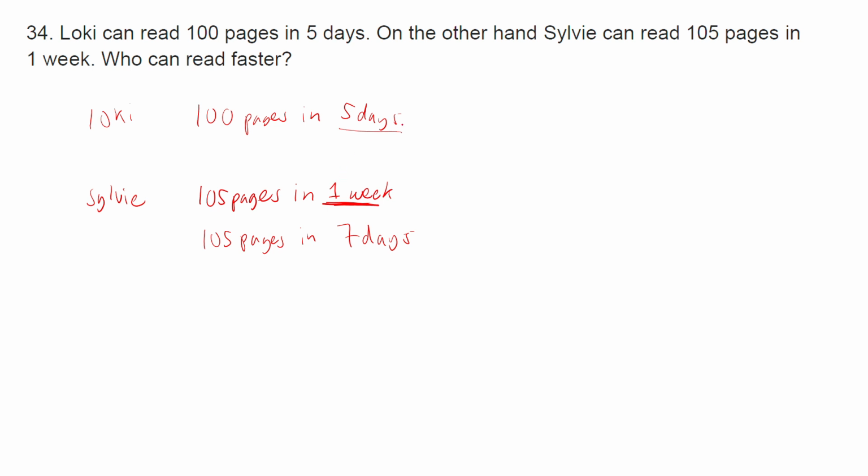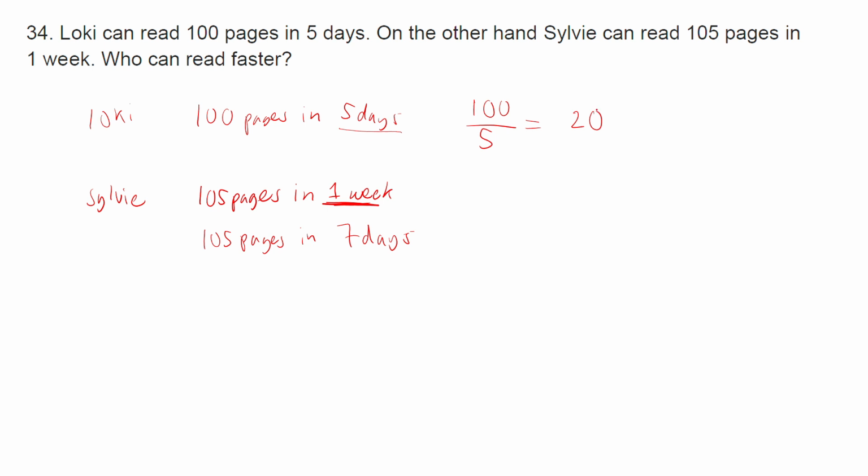So let's check. If you try to analyze 100 pages in 5 days, what does it mean? It only means that per day, you're reading how much? You just have to divide the 100 by 5. So what's that? That's going to be 20. So it's like every day, or per day, you're reading 20 pages.